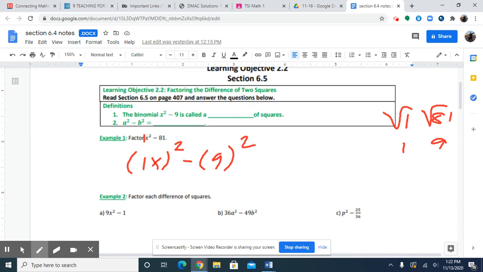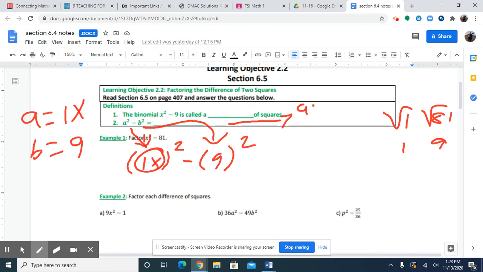So being that we can do this, right here represents our a, and this right here represents our b in this equation. So a is equal to 1x and b is equal to 9. So what we're going to do is write this as a minus b and a plus b. So we would say x minus 9, x plus 9.